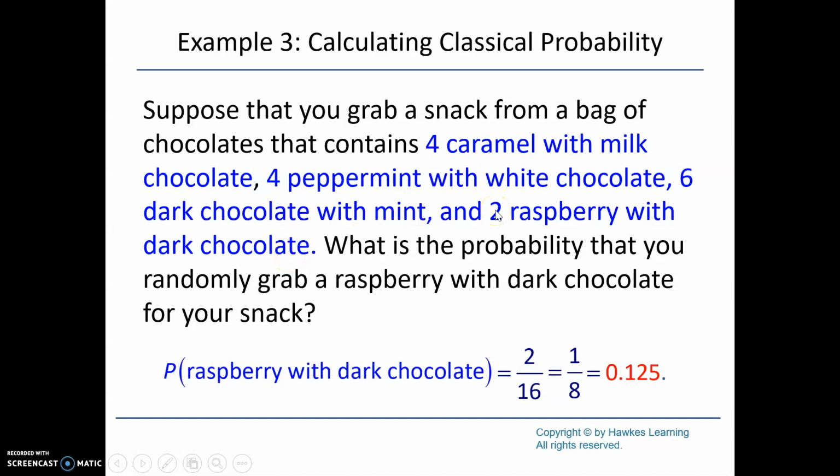Because there's only 2 in that bag out of the 16. And you'll notice what I do over here with the P and the parentheses. The P is standing for the probability, and what's in the parentheses is telling me what I'm looking for, the event. So I wanted the probability of the raspberry with dark chocolate, so I wrote that in there to keep me focused on which one I'm looking for. If I wanted the probability of caramel with milk chocolate, I would have written that in there, so then I'm focused on caramel with milk chocolate.